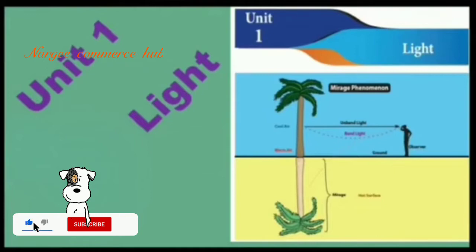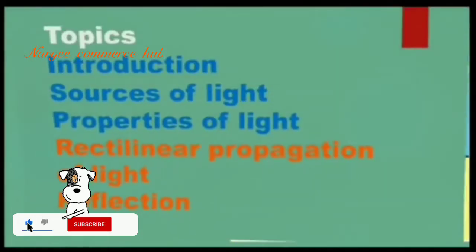Let us enter the lesson. Today we are going to see Unit 1 light from physics. So what is the lesson name? Light. Light is the natural agent that stimulates sight and makes things visible. Okay, light makes things visible. Let us enter the topics.